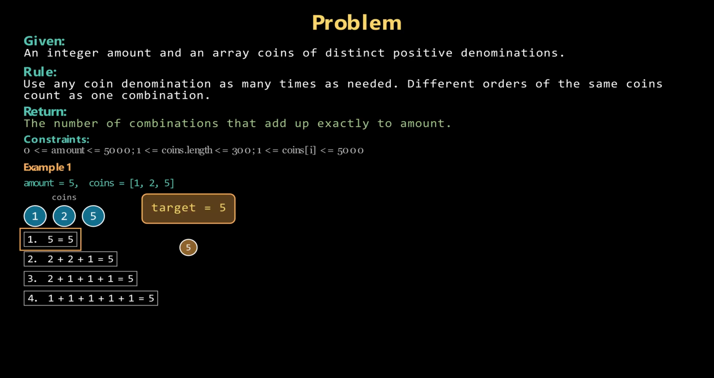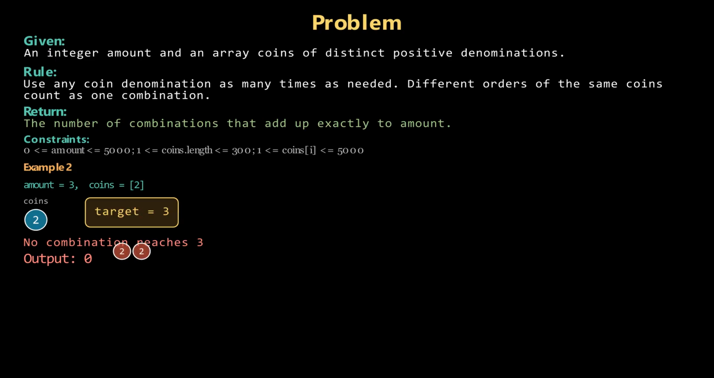One combination is just coin 5. Another is 2 plus 2 plus 1. Another is 2 plus 1 plus 1 plus 1. And the last is 5 1 coins. There are 4 valid combinations, so the output is 4.